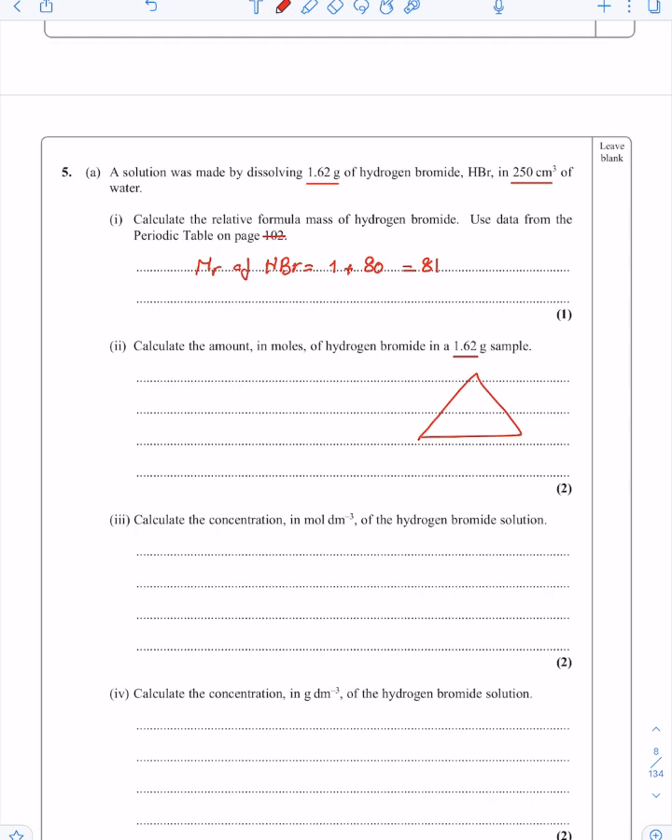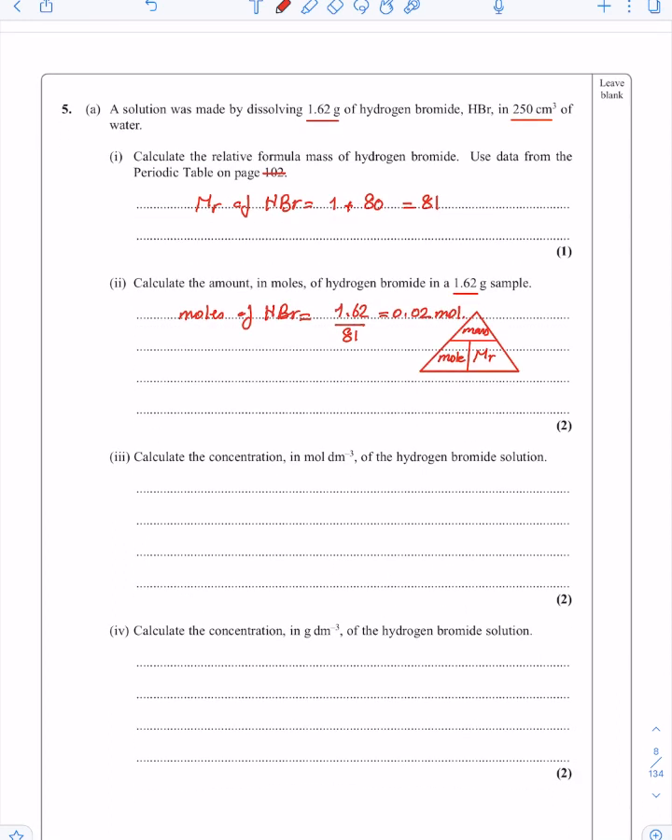The law that relates moles to mass says that moles is equal to mass over Mr. So here the moles of hydrogen bromide is equal to the mass, which is 1.62, over 81. That gives us 0.02 mole.